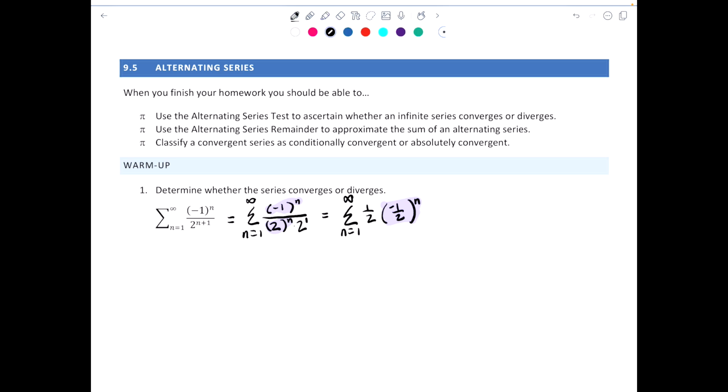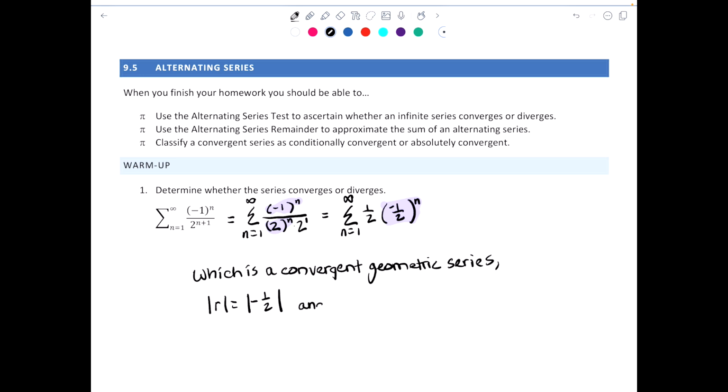Groovy? Okay, so now looking at that, we can just use the definition of geometric series, right? Actually, you don't need to go through all the steps since it turned into a geometric series. Convergent geometric series with absolute value of r equal to absolute value of -1/2, and 0 is less than absolute value of -1/2, which is less than 1. Cool?